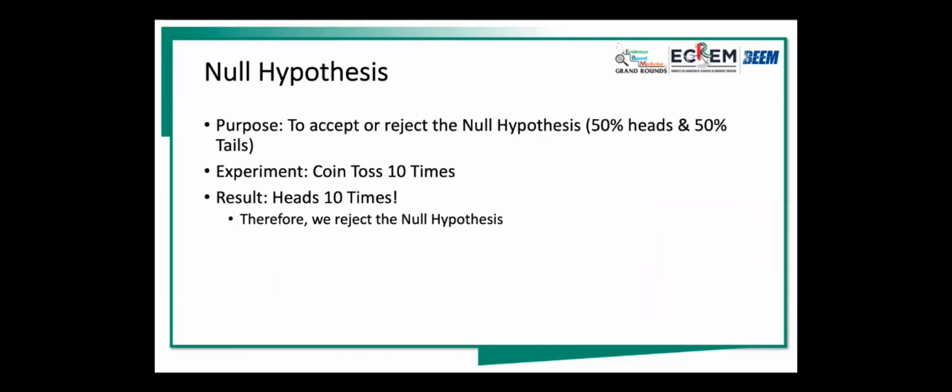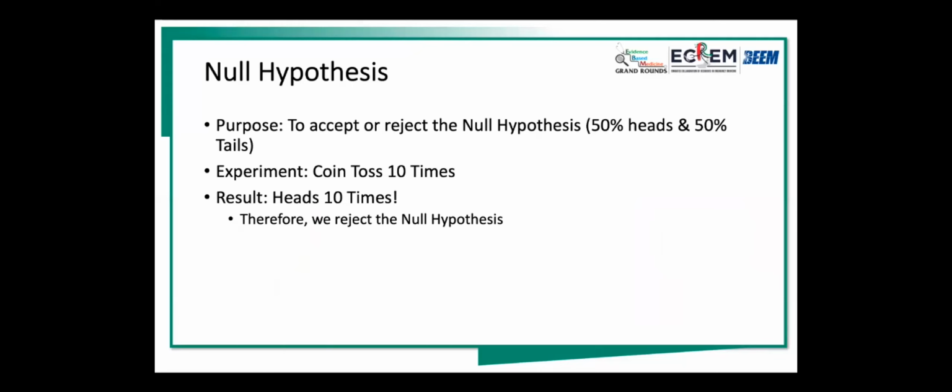So if we do an experiment and we do a coin toss 10 times, and as a result we get heads 10 times, so 10 times out of 10 we get heads. Based on that alone, you have no tails. We thought it was going to be 50-50. Based on that, the null hypothesis, we can reject it because we got heads 10 times. The null hypothesis being that the coin is unbiased.